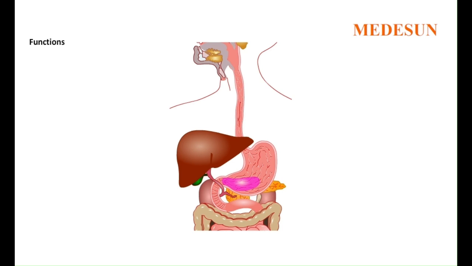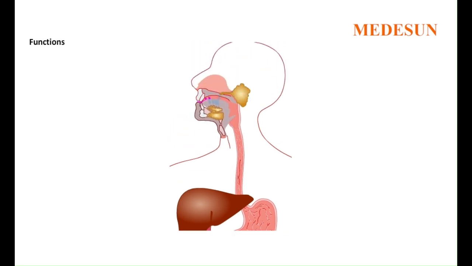Chemical digestion. Complex molecules like carbohydrates, proteins, and fats are changed by this process into smaller molecules that can be used by the cells. Movement. The swallowing action allows the food to move from the mouth into the pharynx and then into the esophagus by contraction of the smooth muscles.